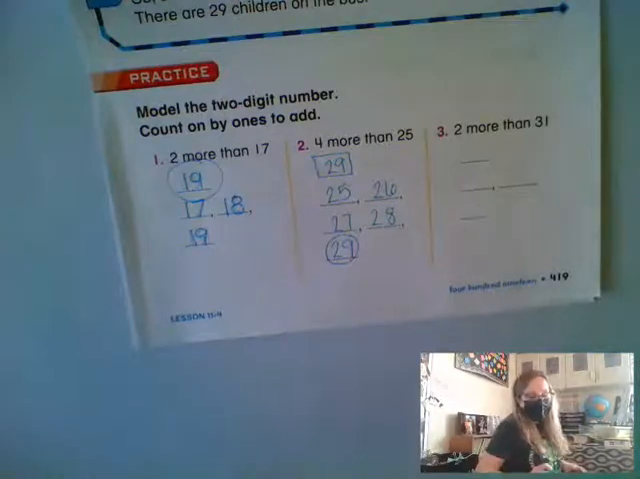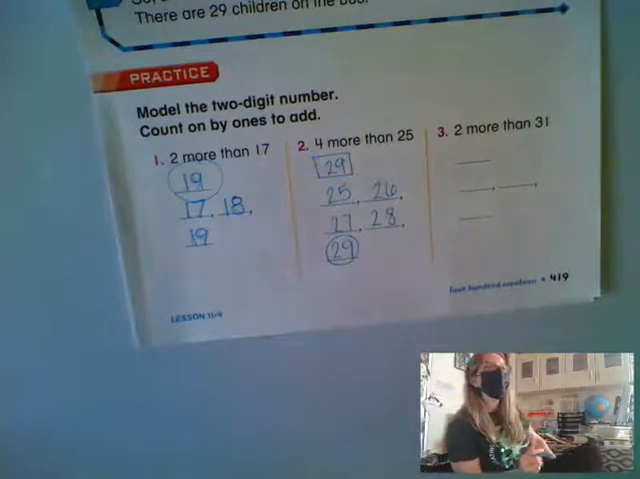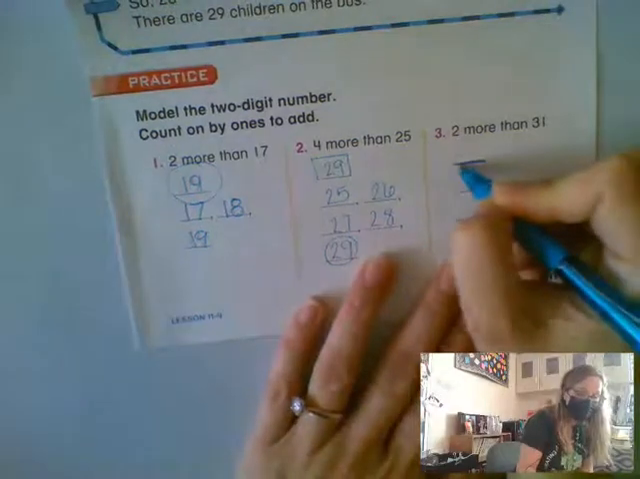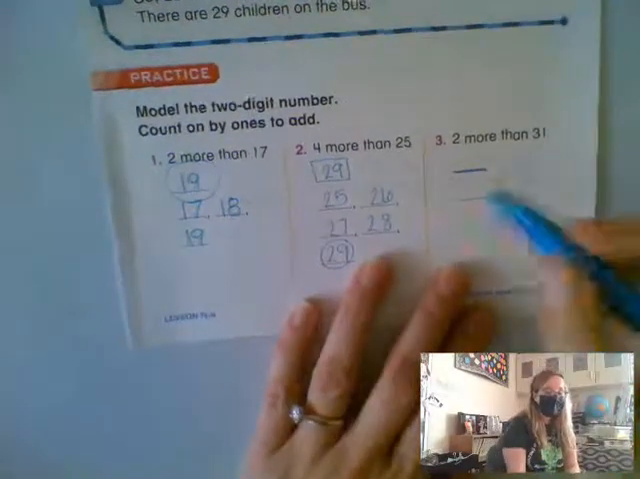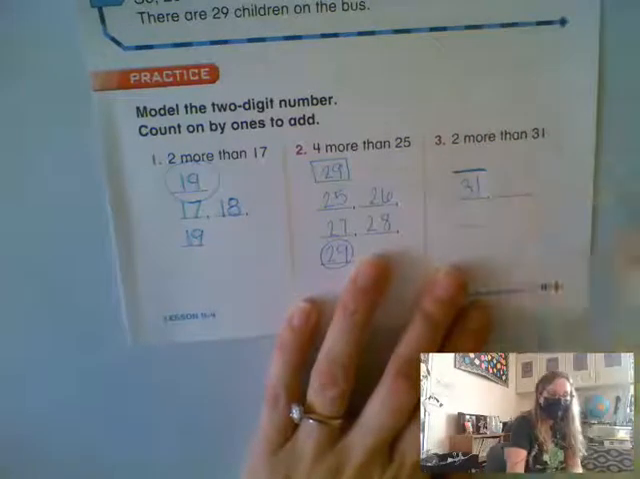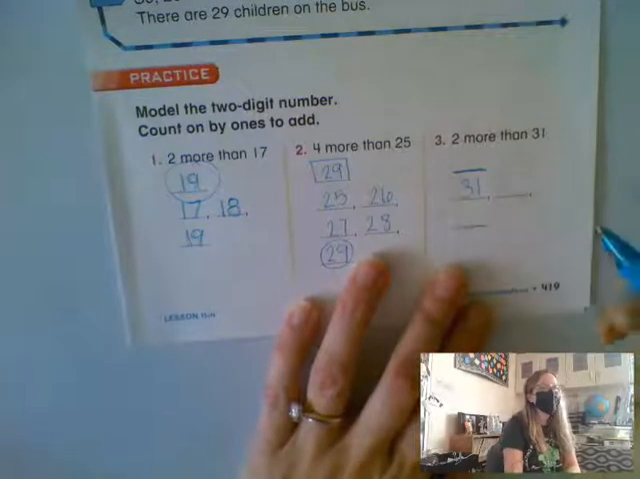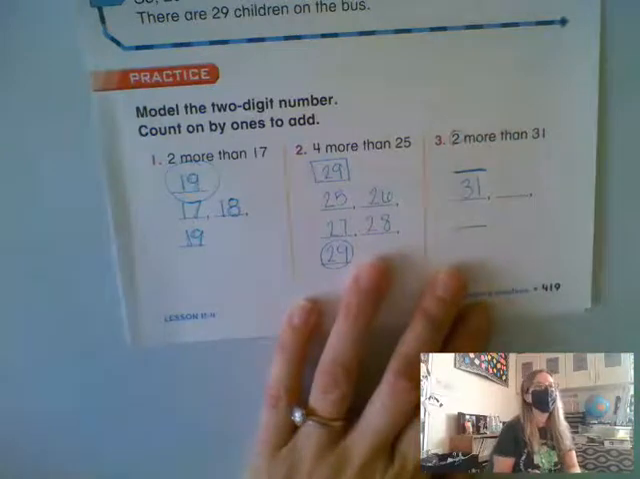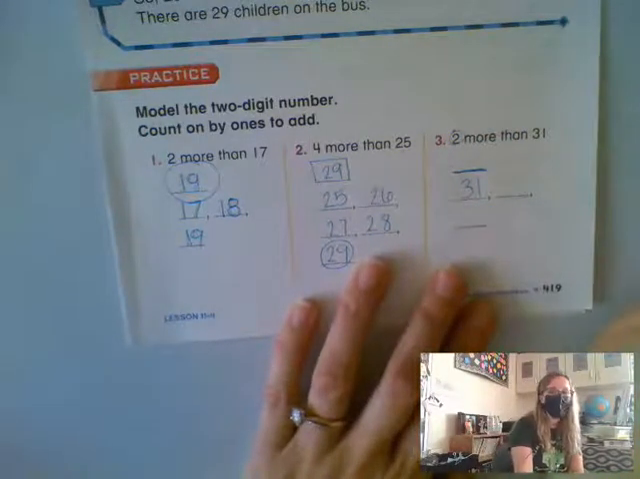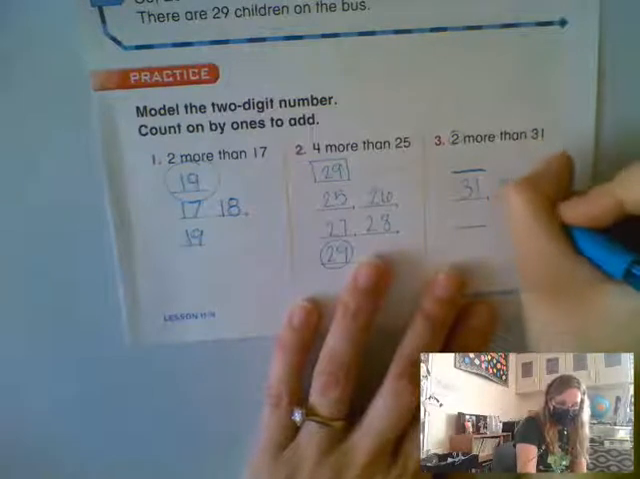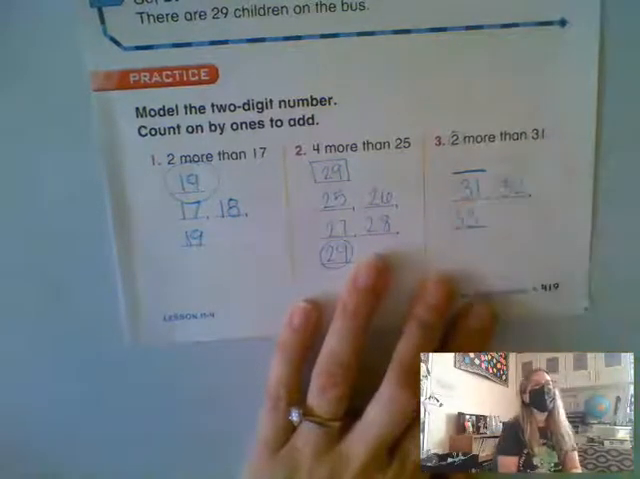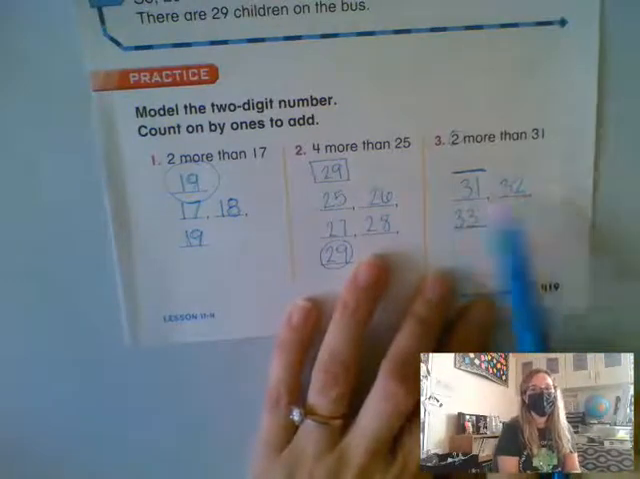Okay? So, 2 more than 31. This line is where we're going to put our answer, so let's leave it blank for now. On this line, put 31. And now there's 2 more lines because we're adding 2 more. So, Ava June, what would come after 31? 32, and then 33.